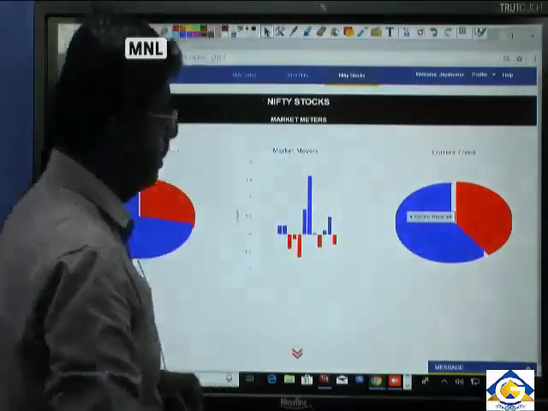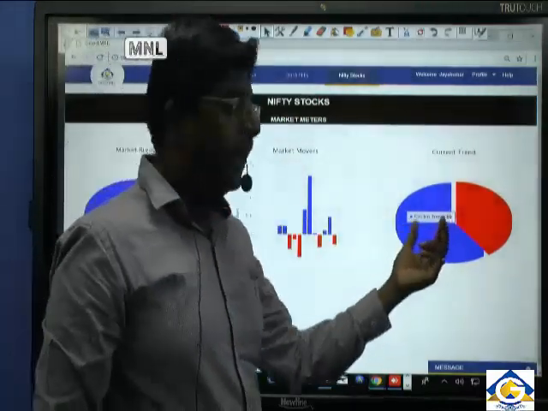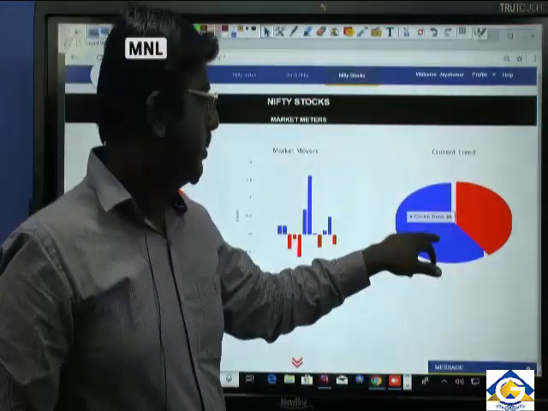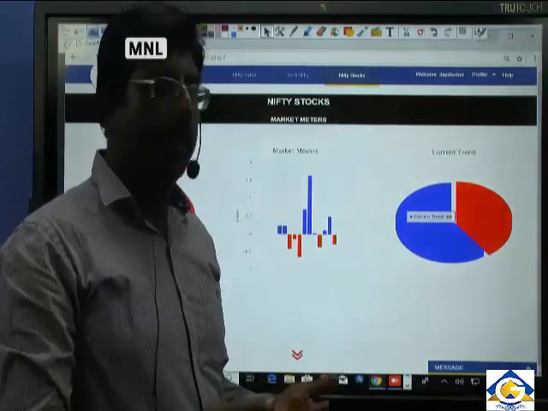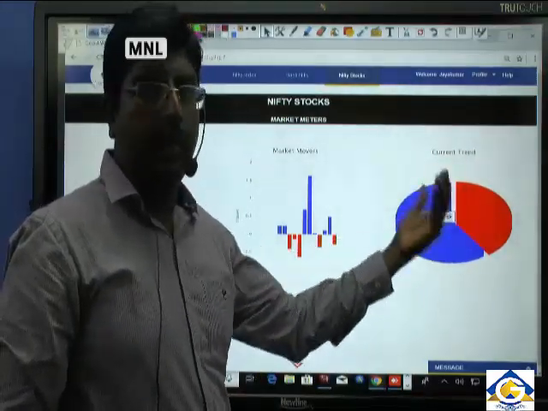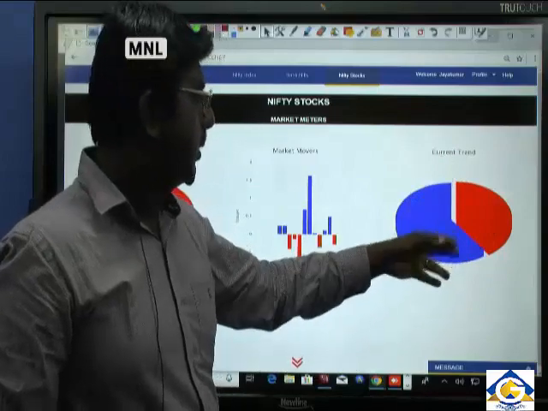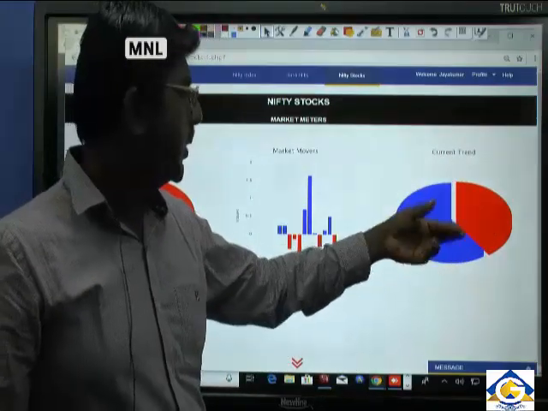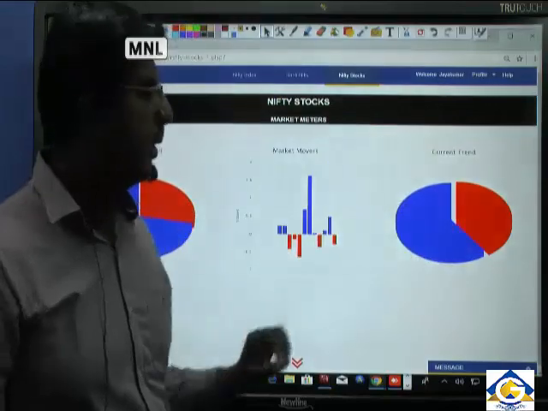Currently it is 60%. You can see this changing tick by tick. If the market is suddenly going up or down, the 60% will change to either 70% or it will come down. So this is the current trend. This will all move on the live market. Based on the live market, it will reflect.